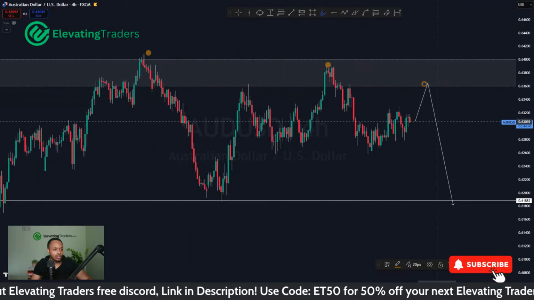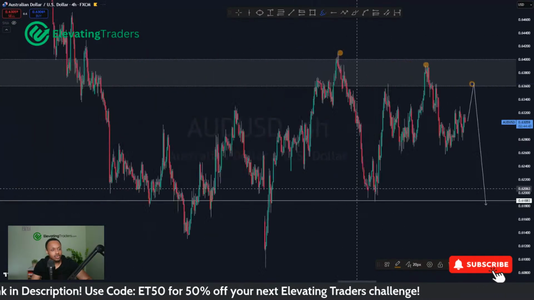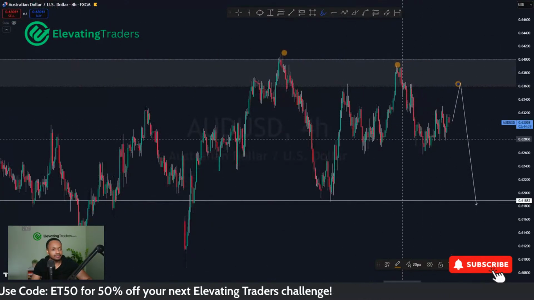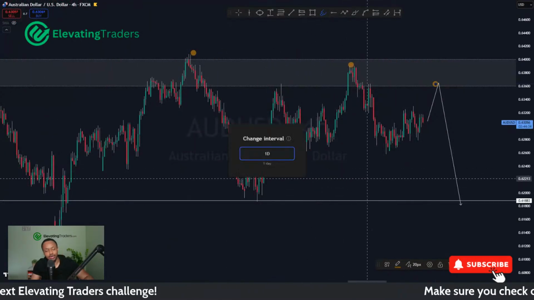Right now, it's kind of just moving sideways. So I'm not too sure about finding entries in this area. It looks a bit too congested for me. Altogether, Aussie dollar is pretty much ranging.